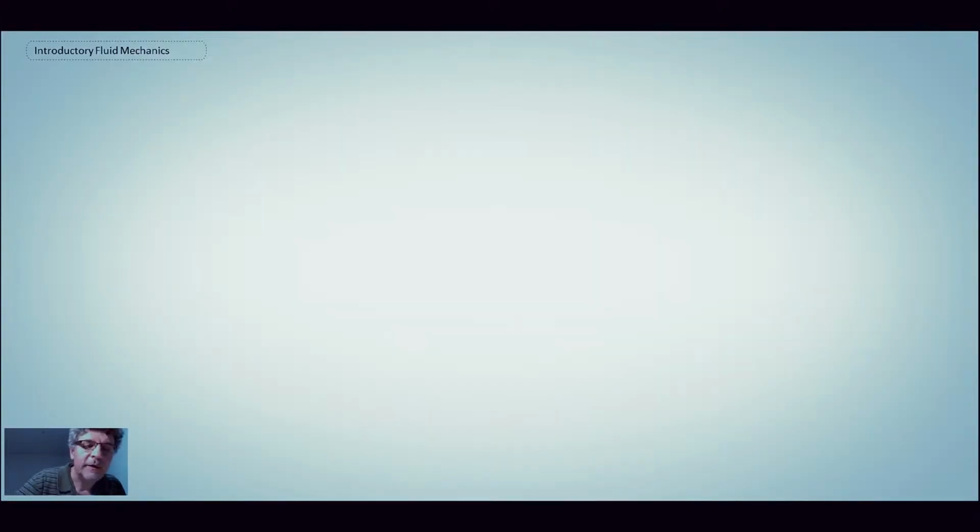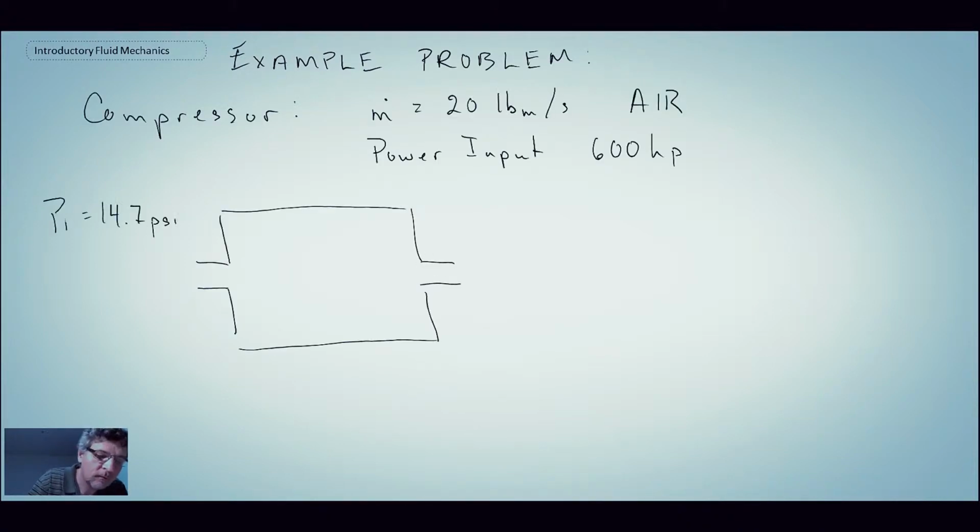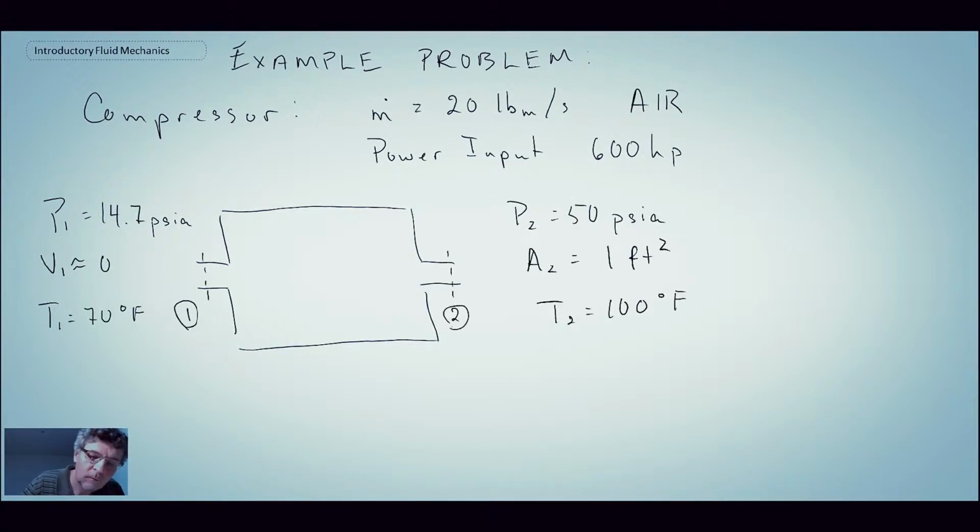We're now going to solve an example problem involving the conservation of energy, or the first law of thermodynamics, in control volume formulation. And what we'll be doing is looking at the example of an air compressor. Okay, so there we have what our air compressor looks like in terms of the input and the exit properties.